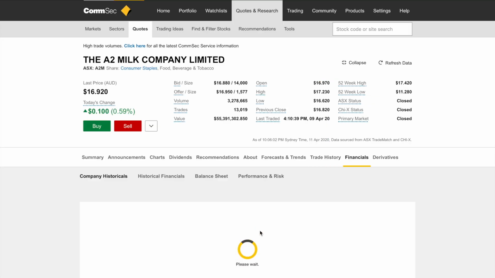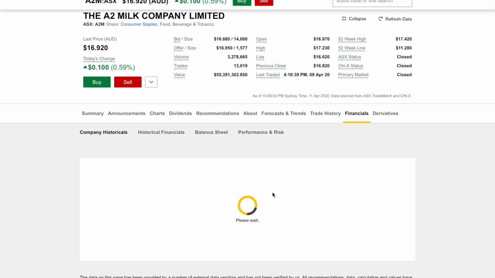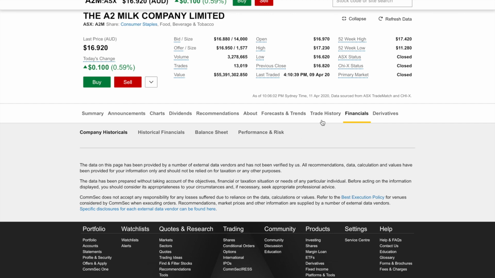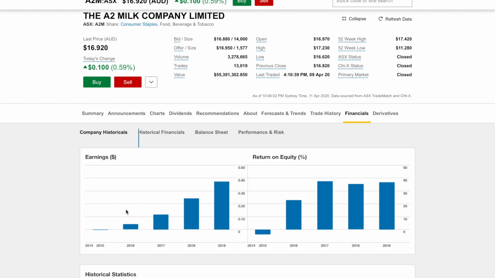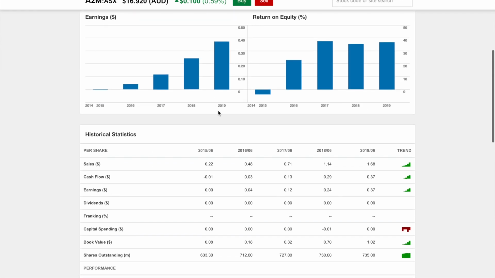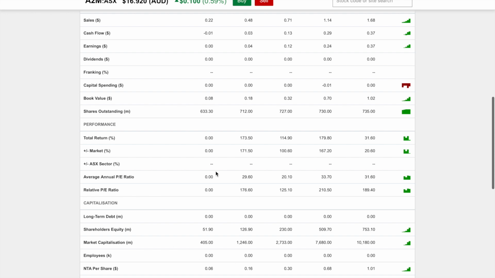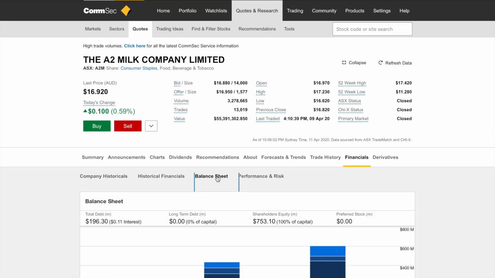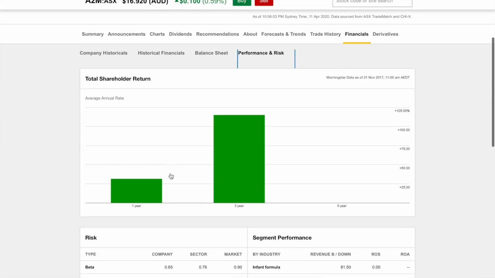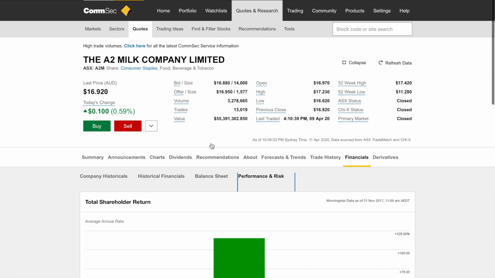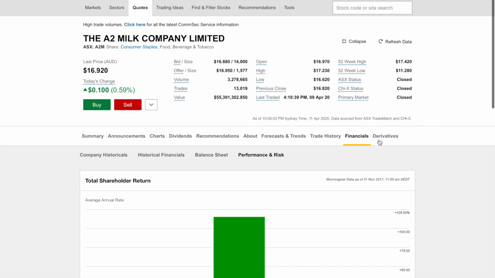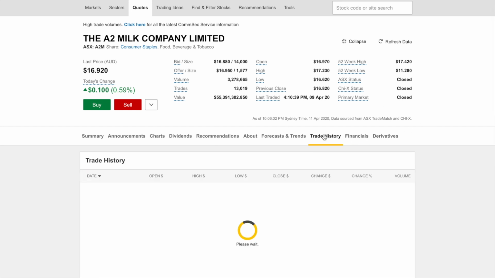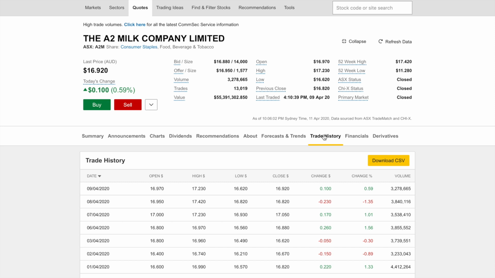Your financials. So this is for fundamental analysis. If you want information about the company, so the company history, price earnings ratio, return on equity, your income statement. Again, you can get the information here. The balance sheet, performance and risk. You get all this information here, or you can get it from the company's website. Quite important information if you want to use the fundamental analysis approach.